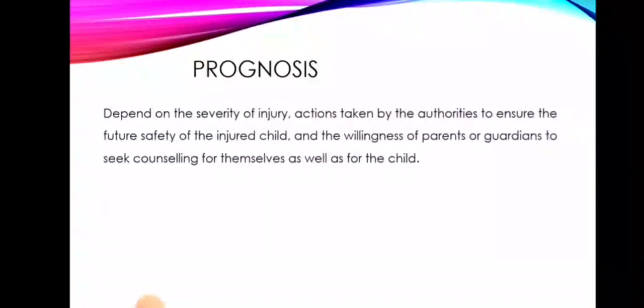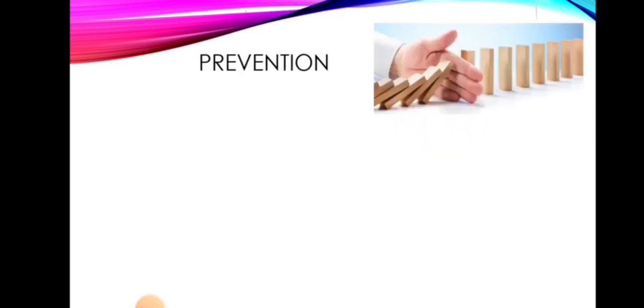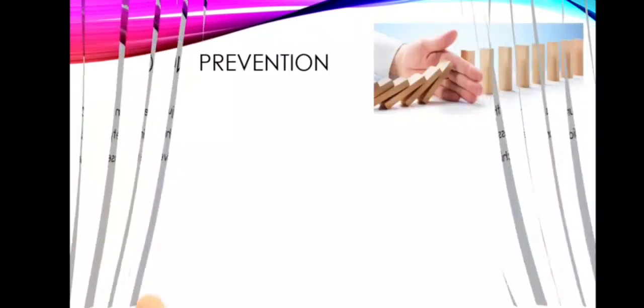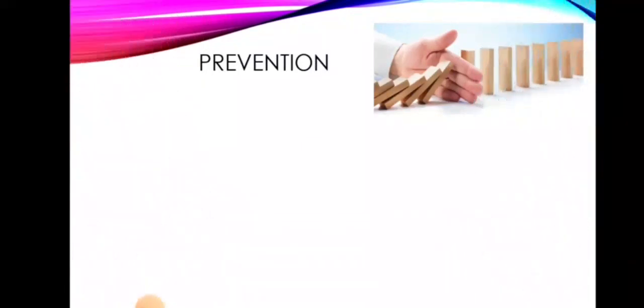Next, we will see the prognosis of child abuse. Mainly the prognosis depends on the severity of injury, actions taken by the authorities to ensure the future safety of the injured child, and the willingness of parents or guardians to seek counseling for themselves as well as for the child. Next, we will see what are the preventive measures of child abuse.